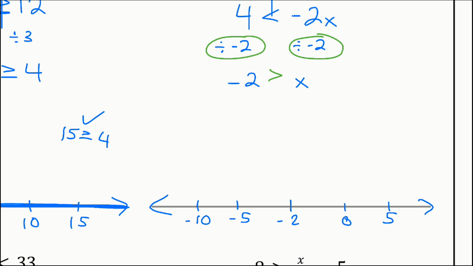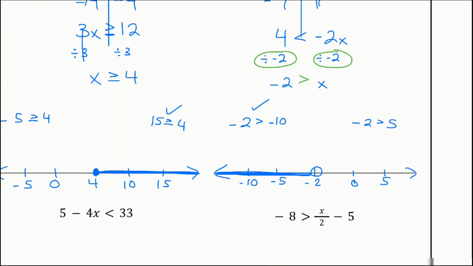So that's a greater than sign, so this is going to be an open dot. Say negative 2 is greater than negative 10, and negative 2 is greater than 5. Which one of those is true? Negative 2 is closer to the positives than negative 10. So this is true, which means we shade in that direction.